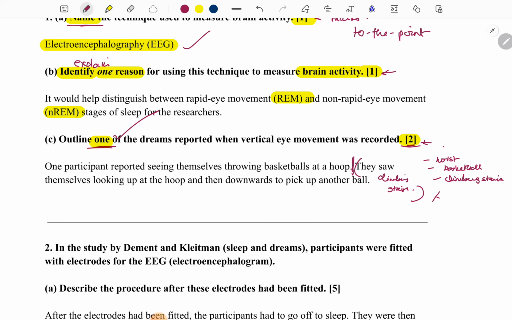So you are going to end up getting 1 mark only. You're not going to get a second mark just because you've written something over there. That is not how marking works in the Cambridge A levels.